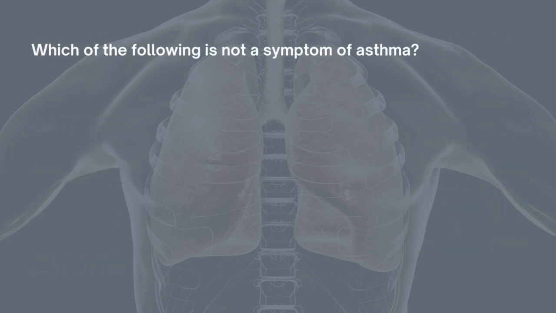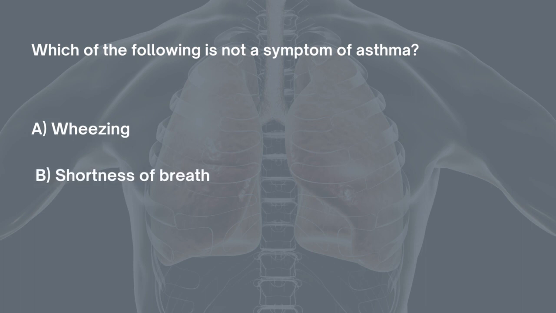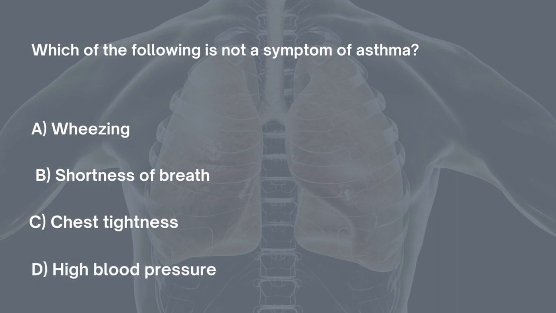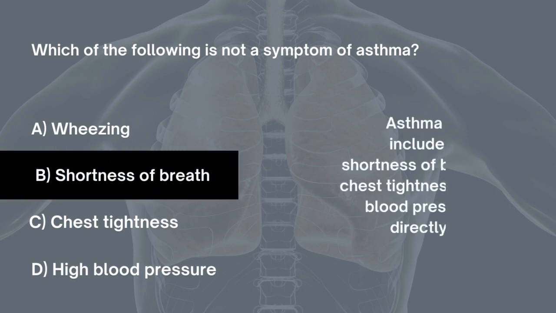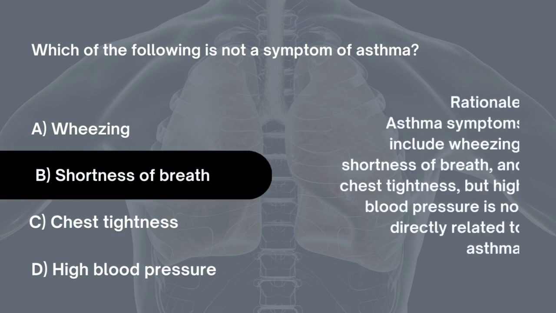Which of the following is not a symptom of asthma? A. Wheezing. B. Shortness of breath. C. Chest tightness. D. High blood pressure. Rationale. Asthma symptoms include wheezing, shortness of breath, and chest tightness, but high blood pressure is not directly related to asthma.